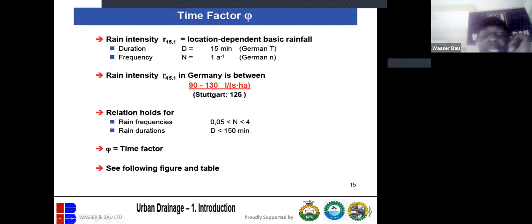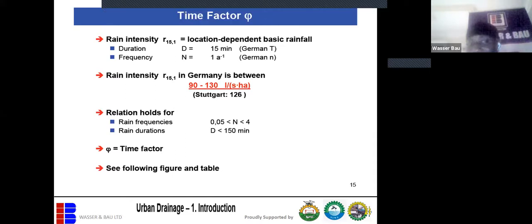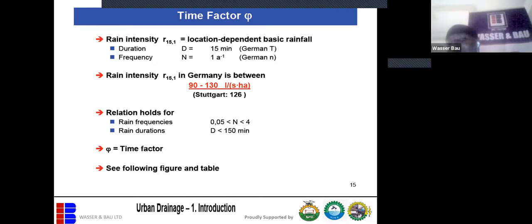Normally in Germany, which is close to what we have in Nigeria, the duration is usually fixed at 15 minutes. So you use the 15 minutes rain as your guide. Then the frequency is maybe for 1 year for a normal drain. In Germany, it's usually between 90 and 30 liters per hectare. This holds when the frequency is between less than 4 and more than 0.05, and the duration is less than 150 minutes.